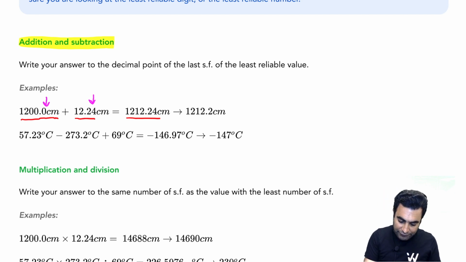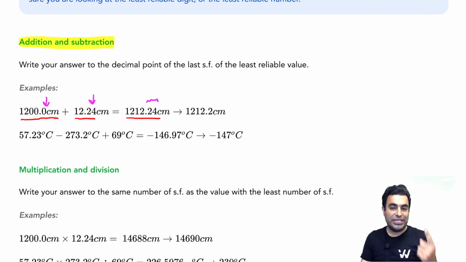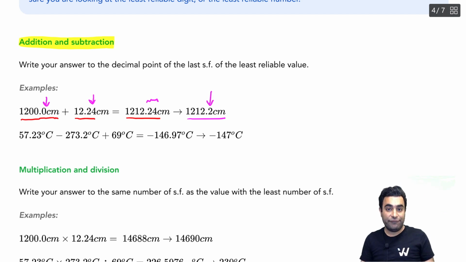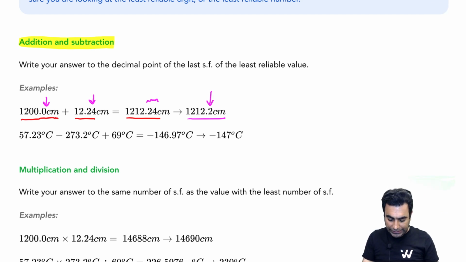We already have 2 digits here, and we only need to keep 1 digit after the decimal point, which means that we have to round off this number to the closest number. Because the next digit after 2 is 4, which is less than 5, we need to just drop the 4, and the final answer would be 1212.2. As you can see, we only have 1 digit after the decimal point. Look at the next number.